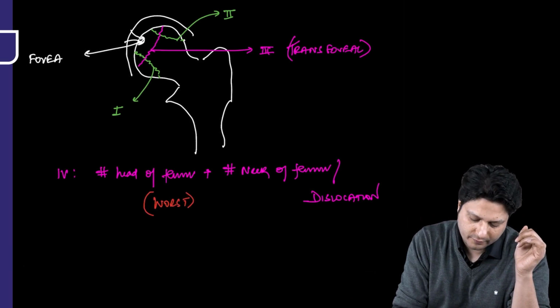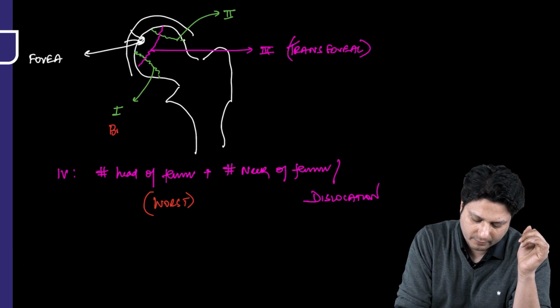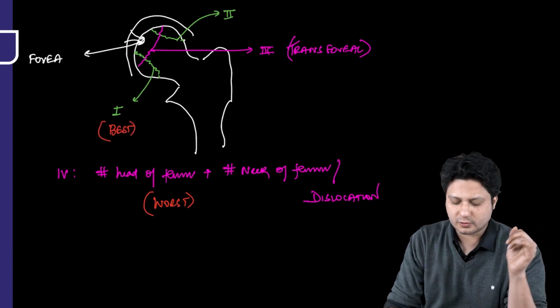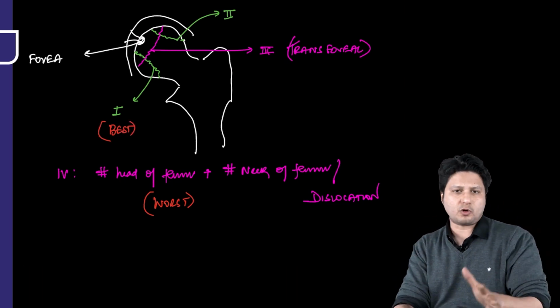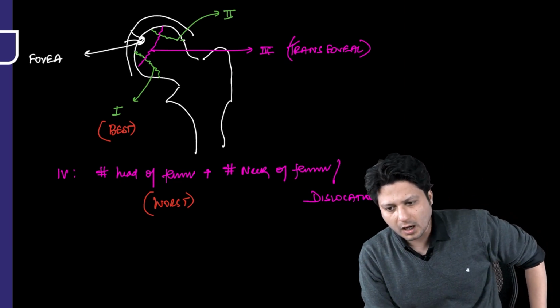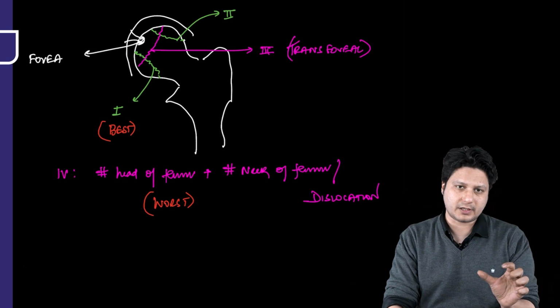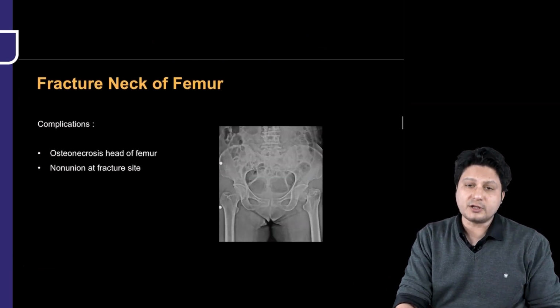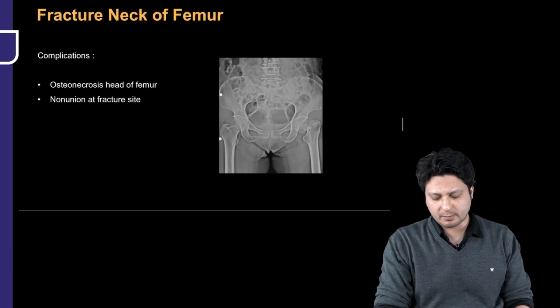So out of these 4 different types, the best prognostic outcome is with type 1, while the worst prognostic outcome is with type 4. So this is all you need to remember in fracture head of the femur. That is the name of the classification, Pipkin's classification. All right. So you need not go too much into the details of Pipkin's classification in particular.